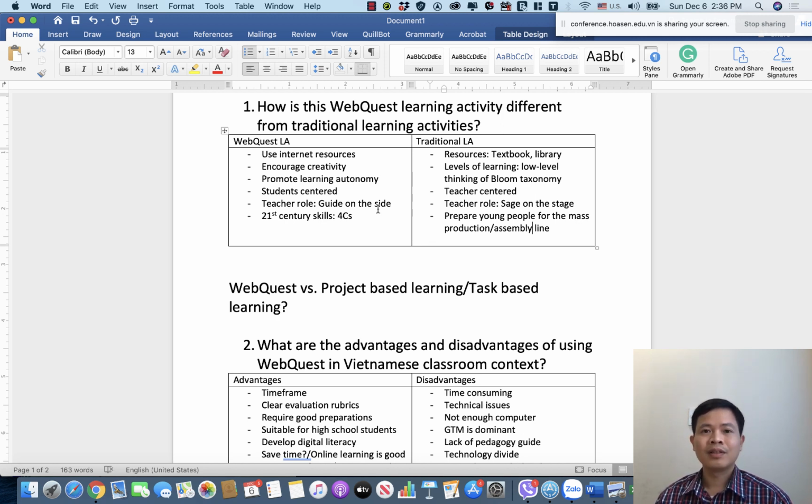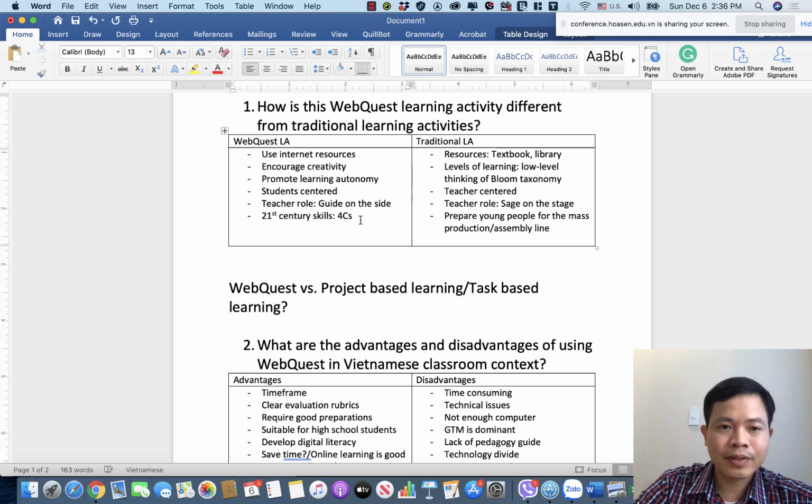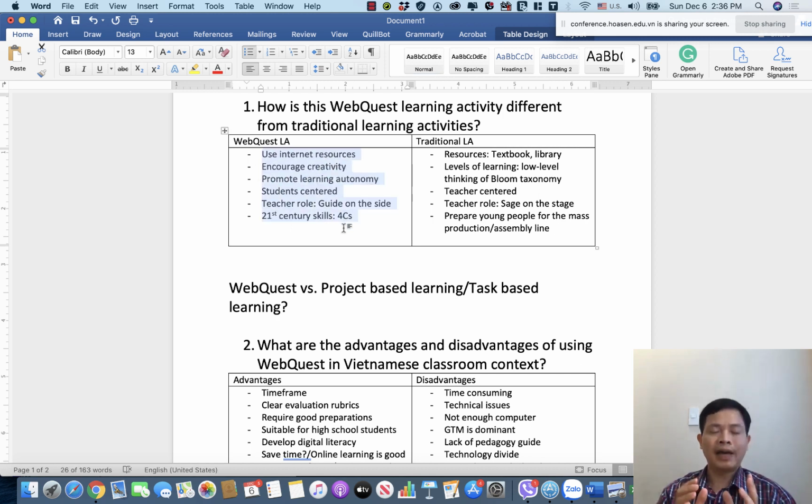You can imagine that working on the assembly line does not require a lot of interaction with other people, like in our new environment. So the point of having modern teaching approaches like project-based learning, task-based learning, and WebQuest is to develop the things that I have just highlighted in green, especially the 4 C's.